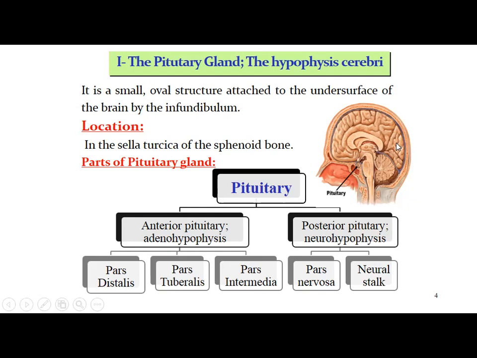Now, if you want to study the pituitary gland, even though it is a very small gland, it is a very important endocrine gland and it secretes many hormones. So to simplify it, we divide it into two parts, anterior pituitary and posterior pituitary.